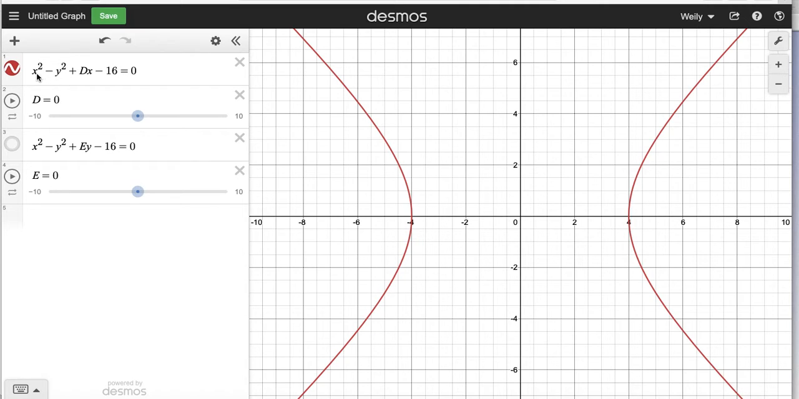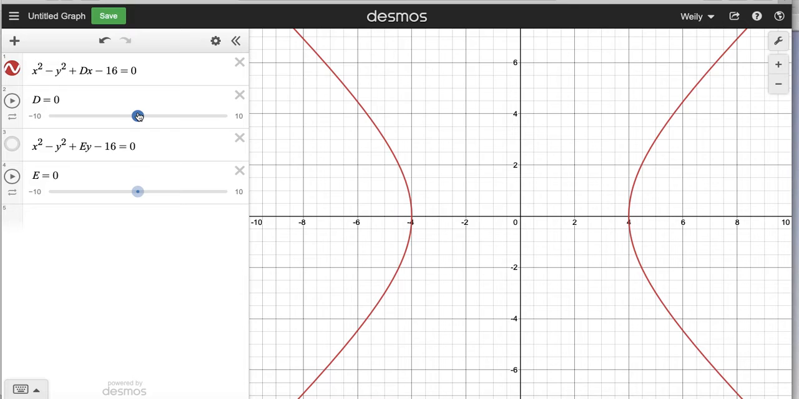The problem asks us to graph x squared minus y squared plus dx minus 16 equals 0, and to graph it for values of d equal to 0, less than 0, and greater than 0. So looking at this hyperbola, this is a trans x hyperbola, and if d is equal to 0, we can see that it's centered at 0, 0.